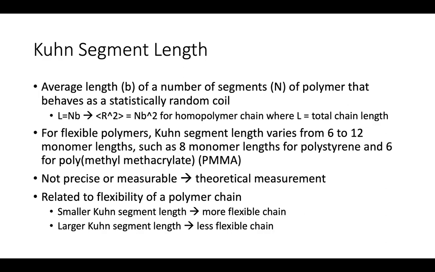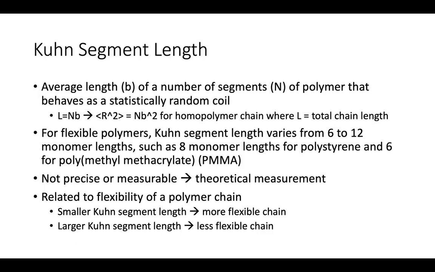For flexible polymers, the Kuhn segment length varies from 6 to 12 monomer lengths. For example, polystyrene has a Kuhn segment length of 8 monomer lengths, while polymethyl methacrylate has a Kuhn segment length of 6 monomer lengths. So we can see from this comparison that since polystyrene has a greater Kuhn segment length, it is a less flexible chain, and polymethyl methacrylate is a more flexible chain because it has a lower segment length.